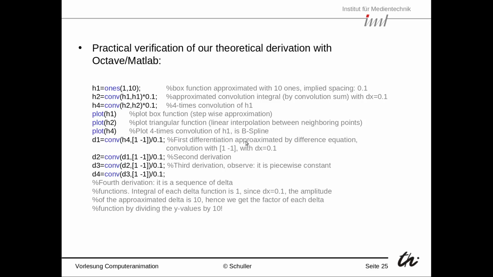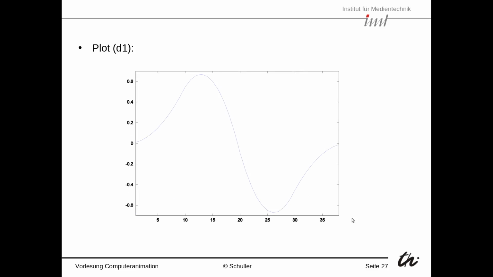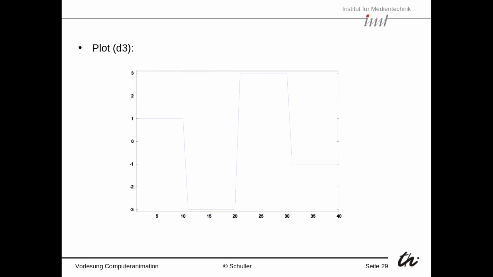So this is an approximated differentiation. Here we have the first derivative, second, third, and fourth. Let's see what we get. Here is our bell-shaped function, the H4, which is obtained by the convolution of four box functions. That looks good. This is the first derivative. This is the second derivative, still continuous.